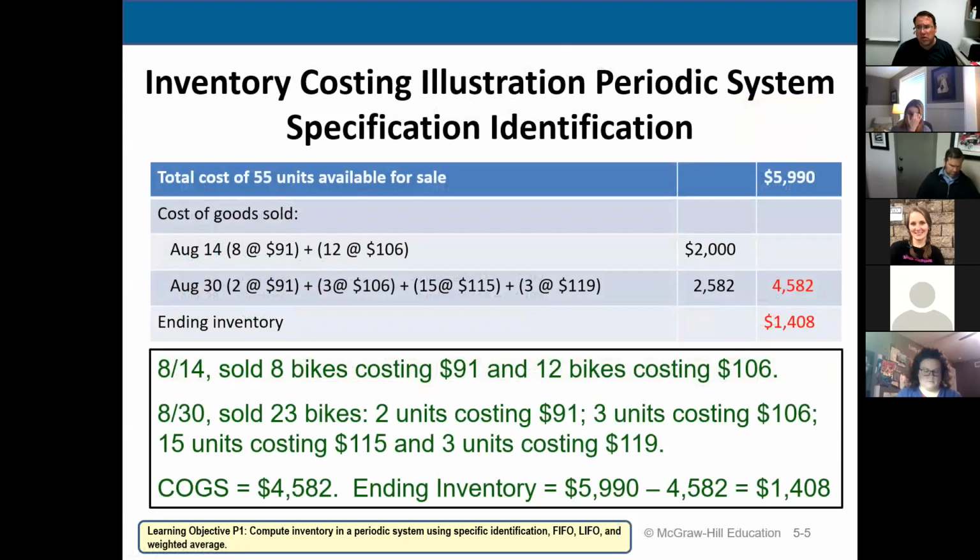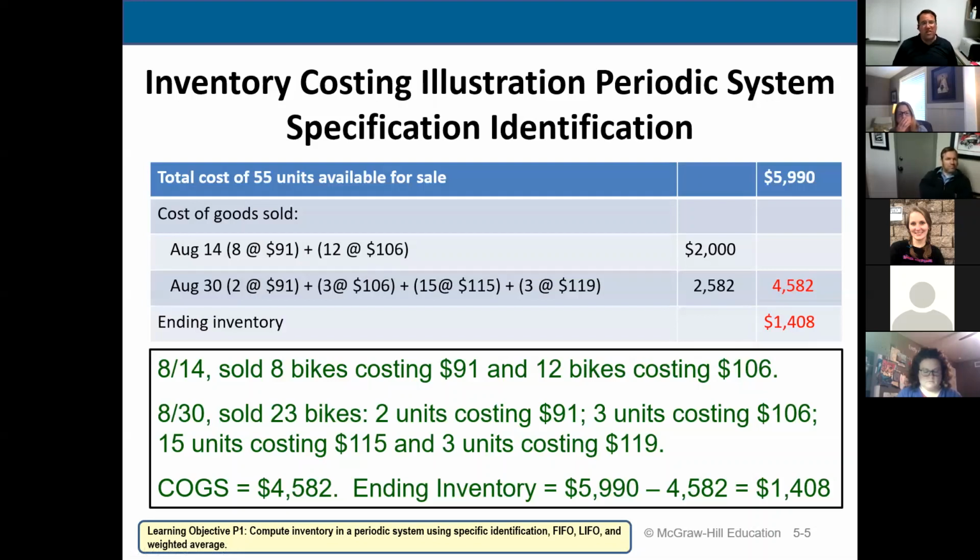So when you see a problem that's asking you to use the specific identification method, it won't always say, hey, use the specific identification method. Instead, it will give you some type of information like, we sold on this date, we sold 8 bikes that cost 91 and 12 bikes that cost 106. And on this date, we sold 23 bikes, 2 of them that cost 91, 3 that cost 106, and 15 costing 115. So it's going to give you specific information about what the cost of the products were.